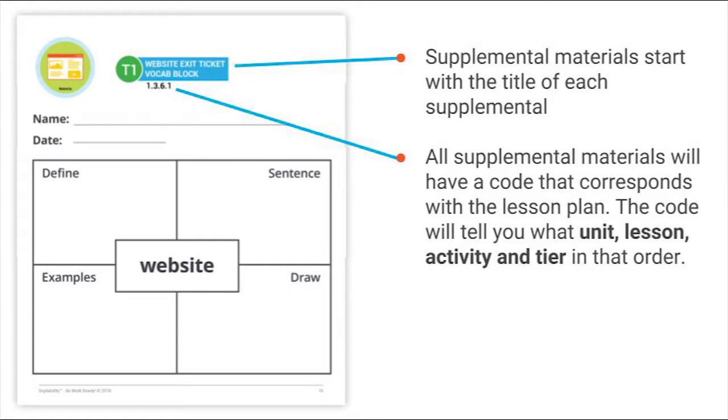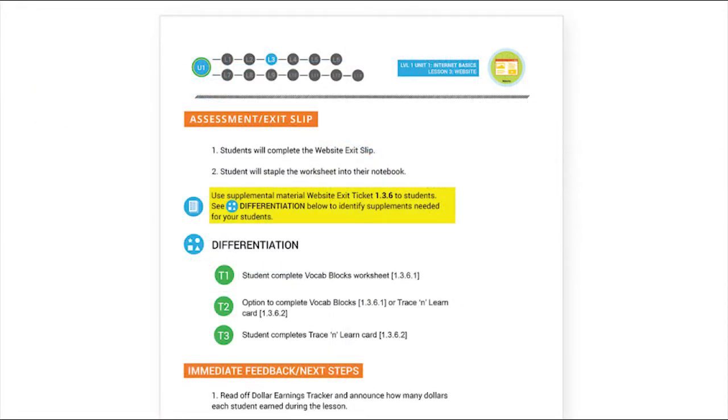You know that every lesson plan has sections that help you differentiate the activity. These differentiation sections include references to supplemental materials that you can use to accommodate the needs of students. Let's look at this section. You'll notice that there are 3 options. T1, which stands for Tier 1, Tier 2, Tier 3. Let's look at these 3 options.